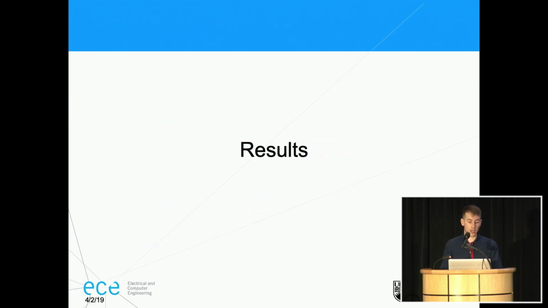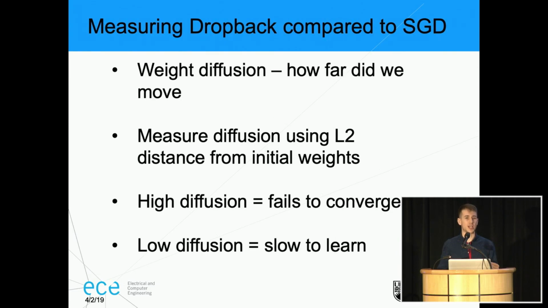So how does this work? Before we even get to using this on a real network, we wanted to look if this followed basically standard stochastic gradient descent to a good level. So we measured this using something called weight diffusion, which is basically how far the weights moved over time during training. And you measure this diffusion using the L2 distance of your parameter vector between each iteration. And the interesting thing about weight diffusion is that you want just the right amount. You want to follow stochastic gradient descent diffusion.